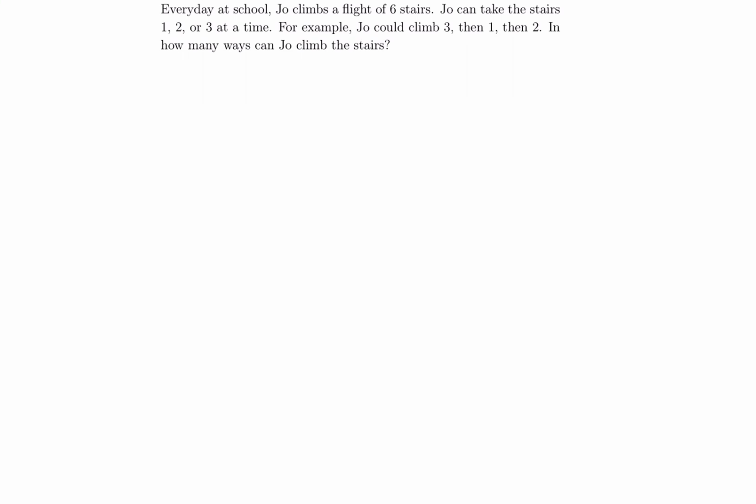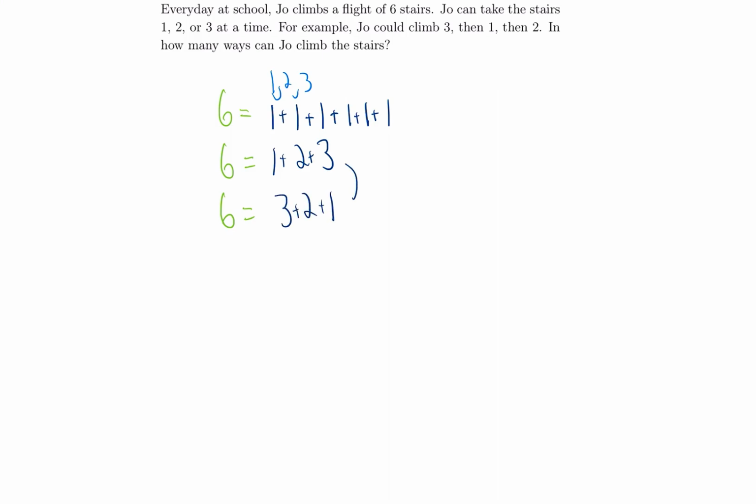All right. So basically what this question is asking is, how many ways are there to express 6 as 1s, 2s, and 3s? So here would be one possible way. What about another possible way? Let's do 1 plus 2 plus 3. Note that order does in fact matter. So that would be different.